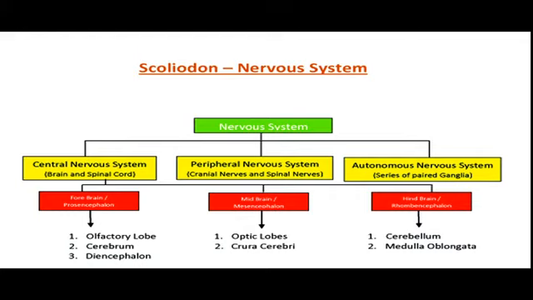The central nervous system, as I said, includes brain and spinal cord. Brain is again differentiated into three regions: forebrain or prosencephalon, midbrain or mesencephalon, and hindbrain or rhombencephalon. The forebrain includes parts like olfactory lobe, cerebrum, and diencephalon. Midbrain has optic lobes and crura cerebri, and the hindbrain has cerebellum and medulla oblongata.